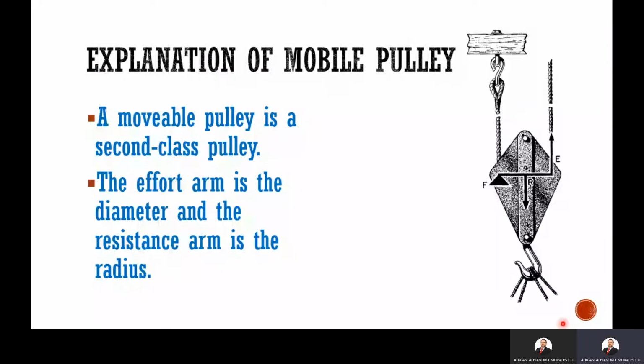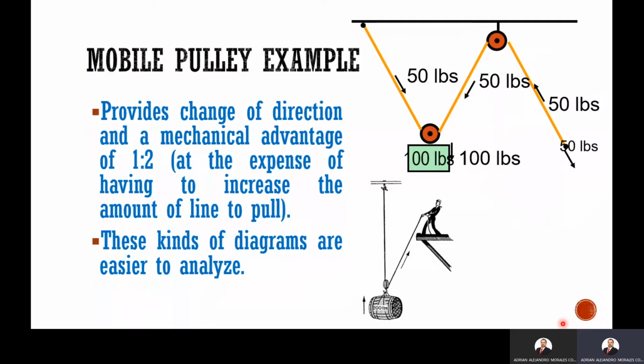A movable pulley is a second-class pulley. The effort arm is the diameter and the resistance arm is the radius. So that's why the explanation of this becomes this. As an example, we're trying to provide the change of direction and mechanical advantage 1 to 2 at the expense of having to increase the amount of line to pull.